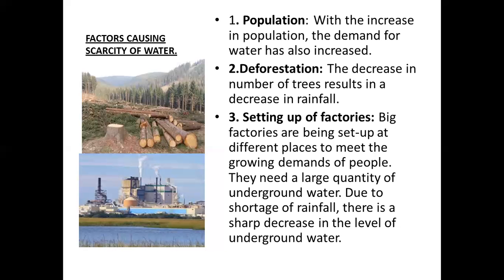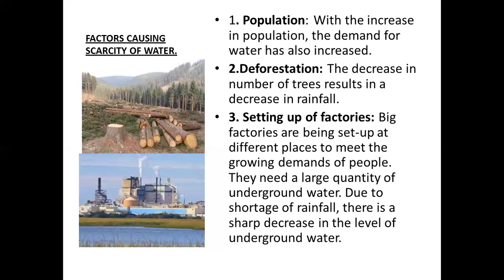See, here we have a picture. Logs of wood are being cut from the forest. Logs and logs of wood are being cut from the forest. But nobody is growing the plants. Cutting process is only going on. Deforestation only going on. There is no afforestation. Planting of saplings is not there.